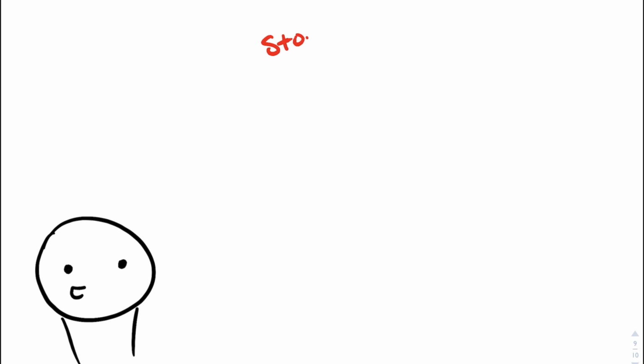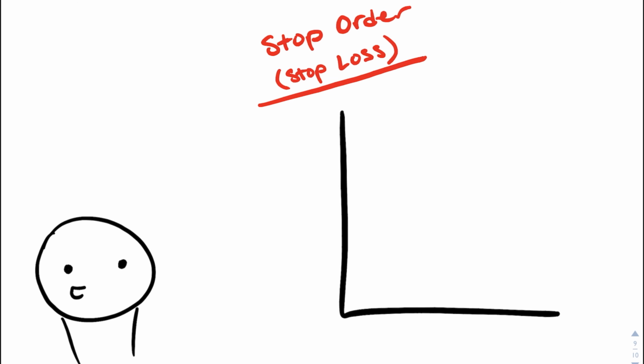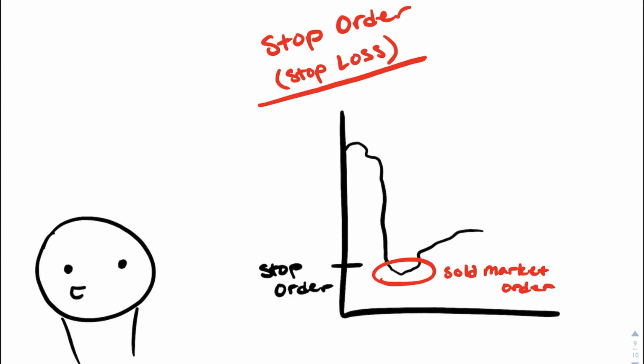Okay, first is stop order, also known as stop loss. It's mostly used by day traders and mostly used when selling stocks, unless you want to short the market. Then you buy stop order. But basically, when you set a stop order to sell, if your stock drops below that price you set it at, it'll sell at market order.